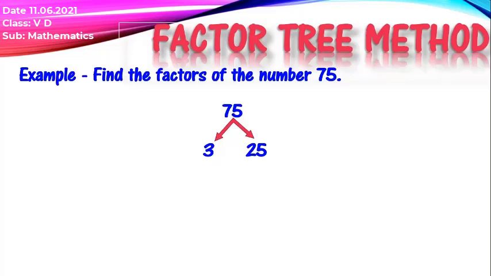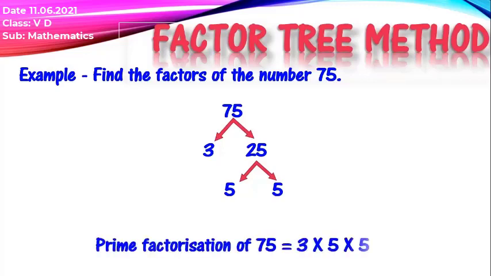Now we have to split 25. Now the smallest prime number of 25 is 5. 5 after multiplying with 5 will give us 25. Now here we cannot split these numbers further. Therefore, the prime factorization of 75 is equal to 3 multiplied by 5 multiplied by 5.